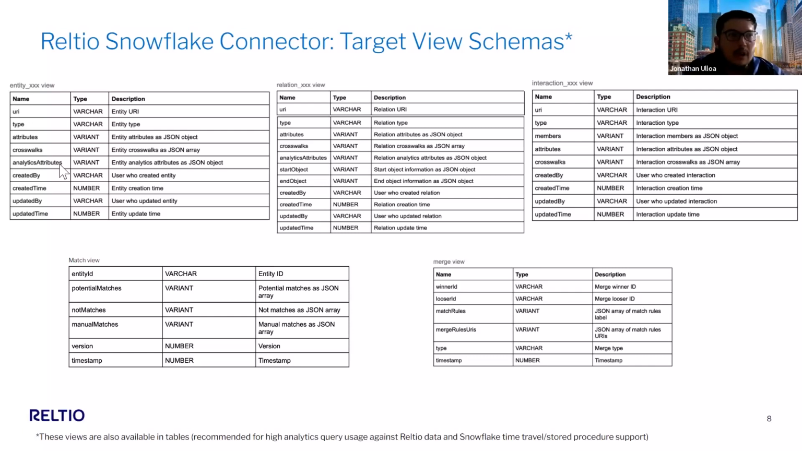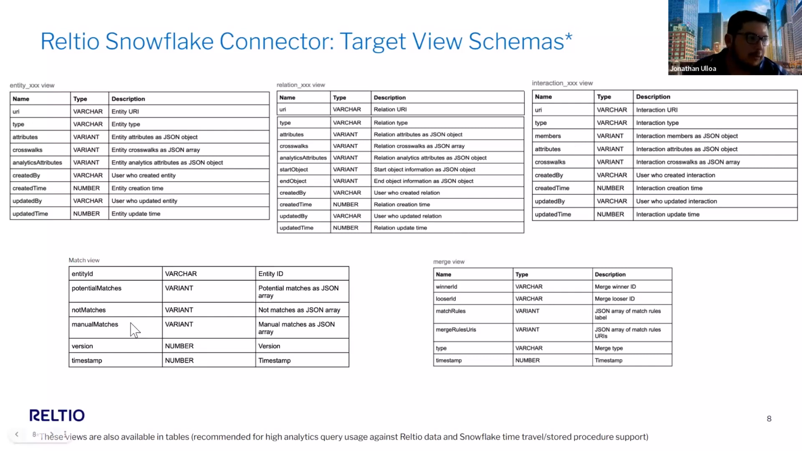Yeah, sure, no problem. Let's talk about the relation table here. The main difference that we'll see is that there's a start and end object, so you're understanding the lineage of the relationship, where it started, where it ended. That's the key thing you want to remember about that table. From an interaction perspective, we have members of the interaction, right? So if there's an entity that made a payment to another organization, another entity, that would be captured here as members to be able to track that interaction.